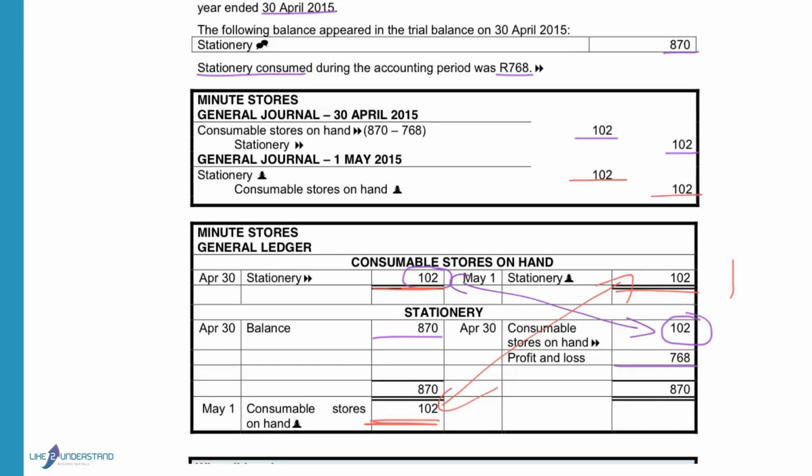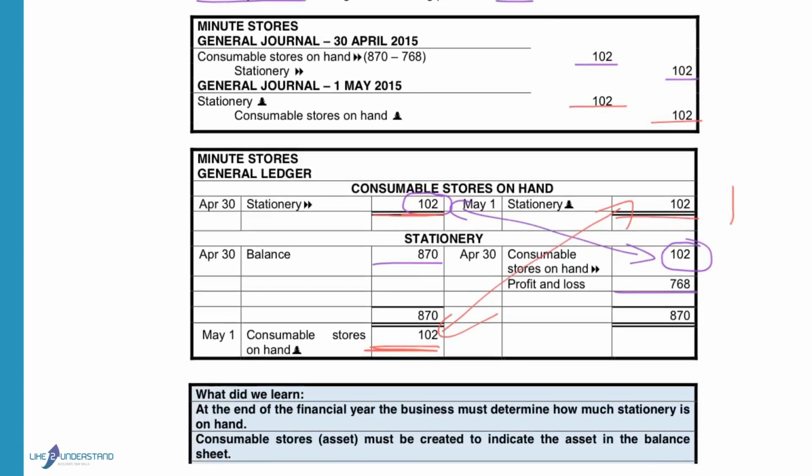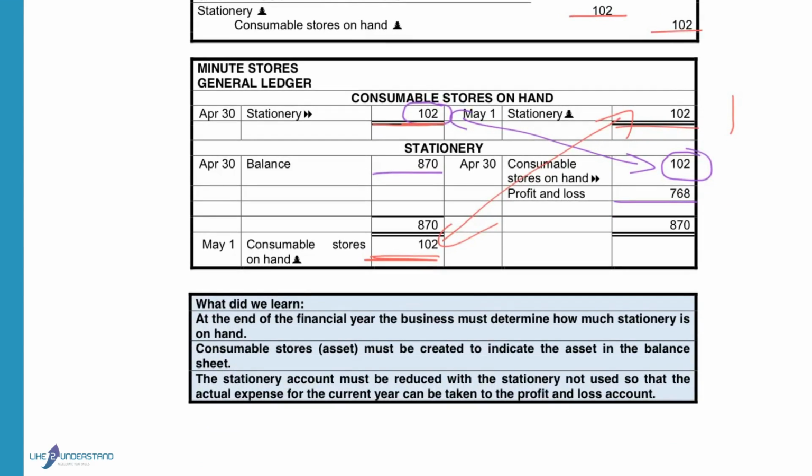So what did we learn today? That if there is consumable stores left over at the end of the year, we must create an asset, and this asset will be recorded in the balance sheet.